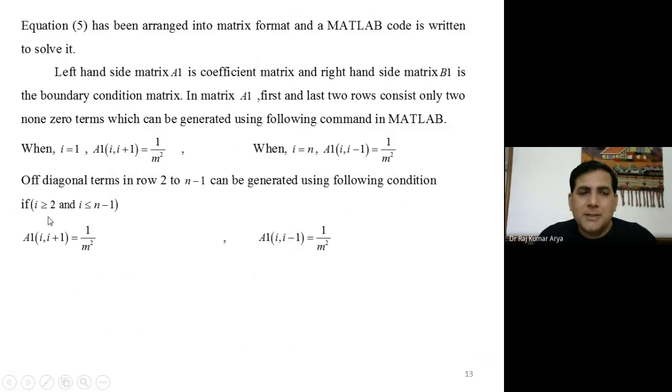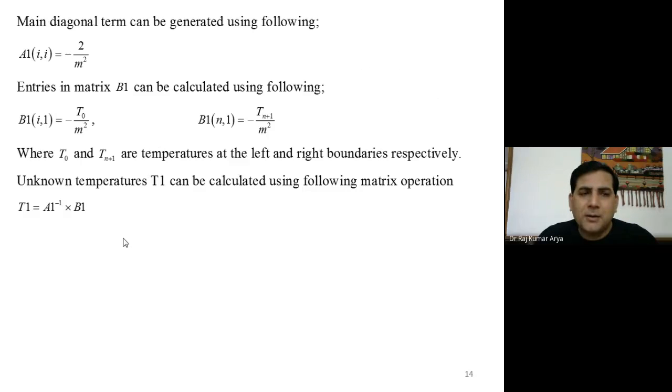Now, in between, from i equal to 2 to i equal to n minus 1, I am just generating everything by this command. This is the off diagonal of the right side, this is for the left side one, and the diagonal one you already know. So this is just to generate your off diagonal elements, the left side one and right side one, by this command only. After that, to generate the main diagonal one, I wrote one more command here: a1ii, meaning i equal to i, the main diagonal one.